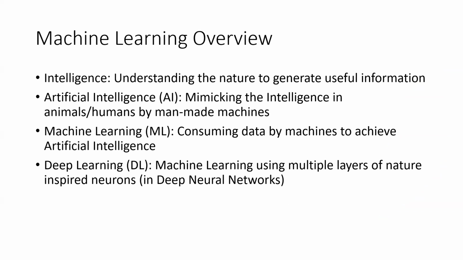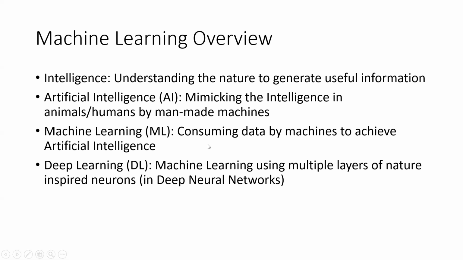So if we summarize what we have learned up to now, intelligence is understanding the nature, or generating useful information, or making predictions from the data, right? Artificial intelligence is mimicking the intelligence that can already be observed in humans and animals, by human-made machines, or basically computers, right? So at the moment, computers are the machines that are bringing AI onto the table, right?